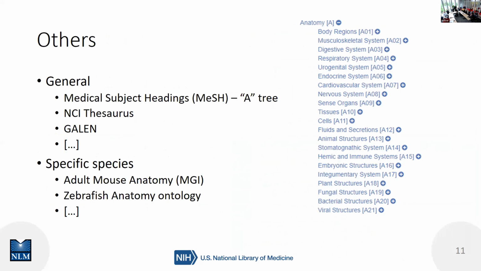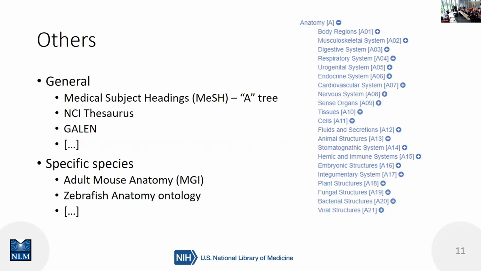And of course, there are many others. If you want to link to the biomedical literature, you're going to need to rely on the anatomy in MeSH, for example, and this is just an example of the A tree. That's called the A tree in MeSH. That's the first of all trees in MeSH, and it has some representation of anatomy.